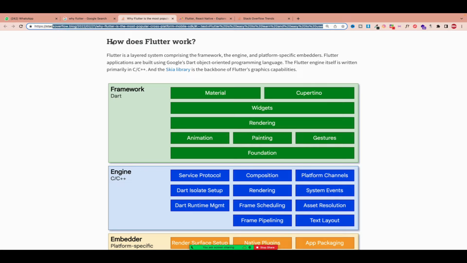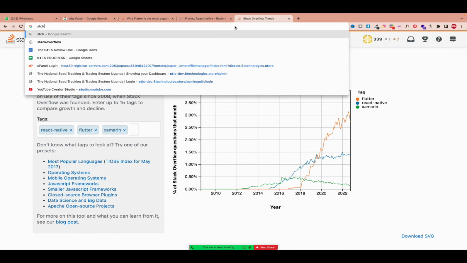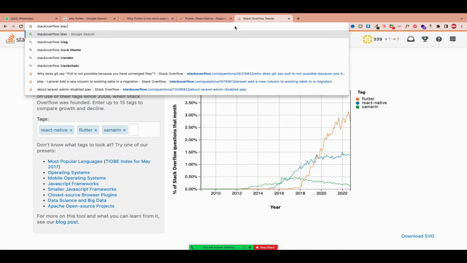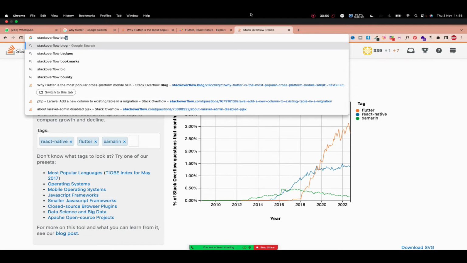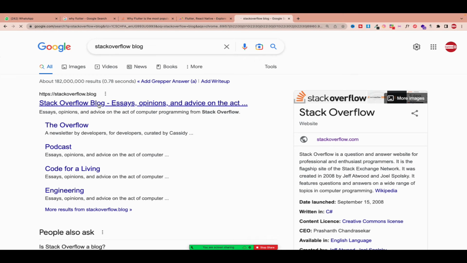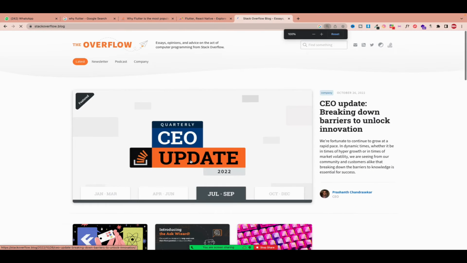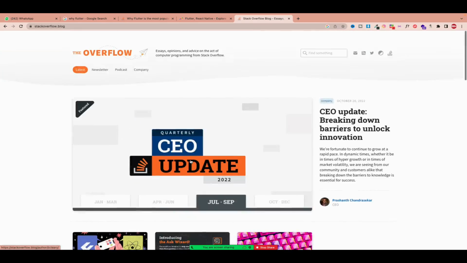So lastly, we have what we call the Stack Overflow blog. If you're a developer, you can start following it. You just go and search Stack Overflow blog. Okay, that one you can always find, just like the way people who are interested in entertainment have their blogs and the rest. So this is a blog for developers.